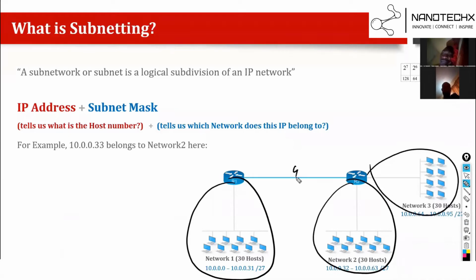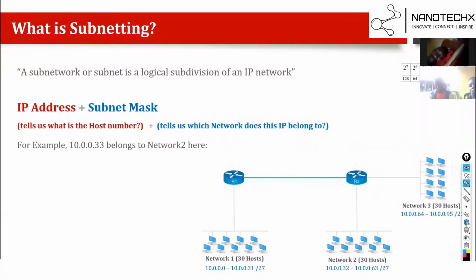This network number 1 has around 30 computers connected to it, which are all in the same IP subnet. And the IP addresses start from 10.0.0.0 until 10.0.0.31. First and last IP address cannot be used. So the first computer will have an IP address of 10.0.0.1/27. Then the second one will have 10.0.0.2/27.